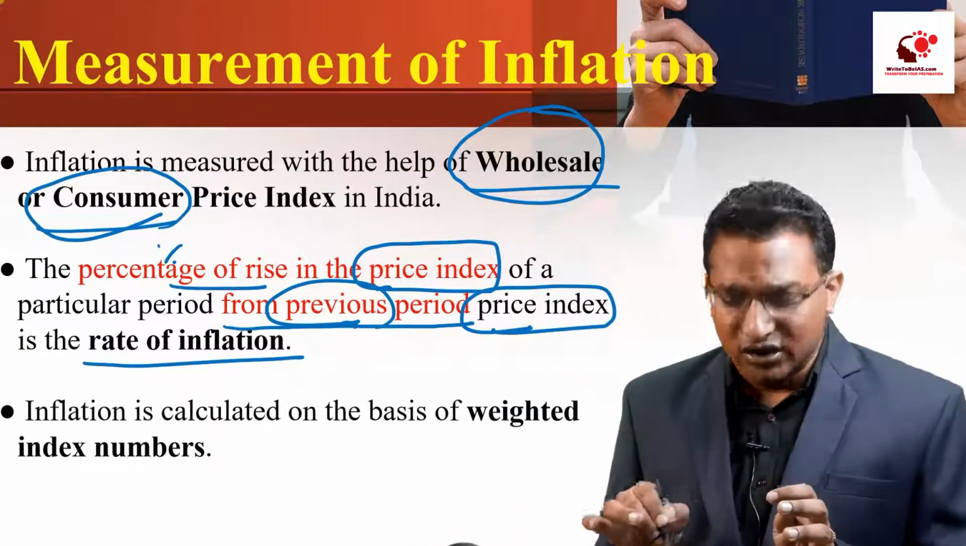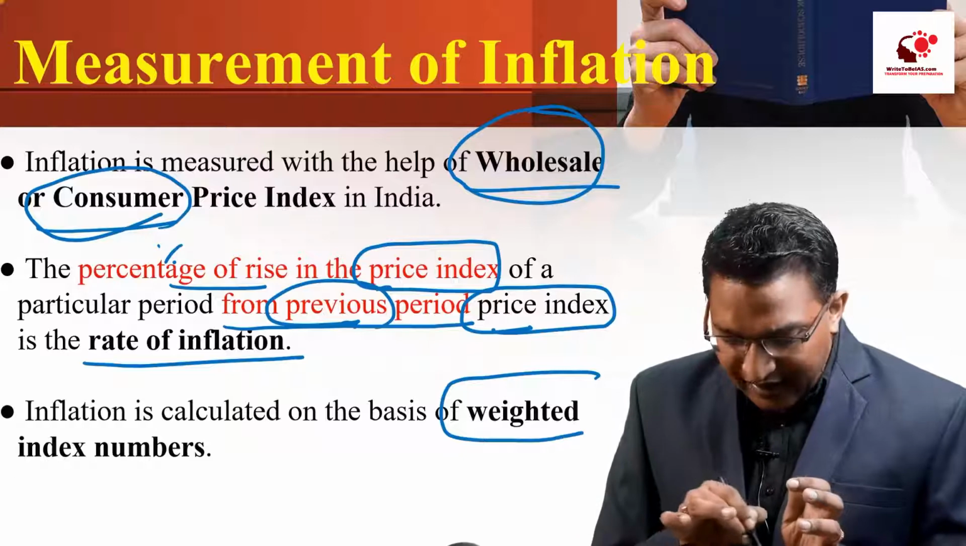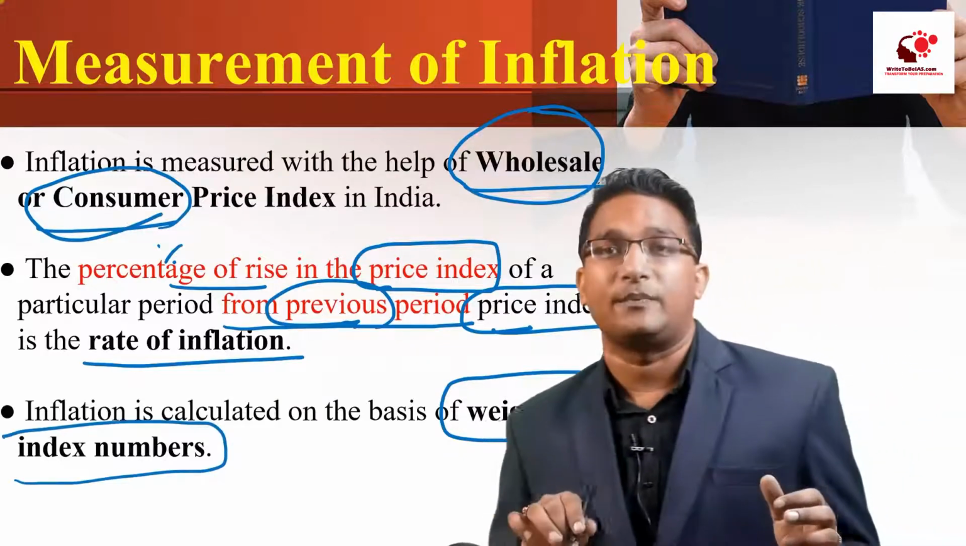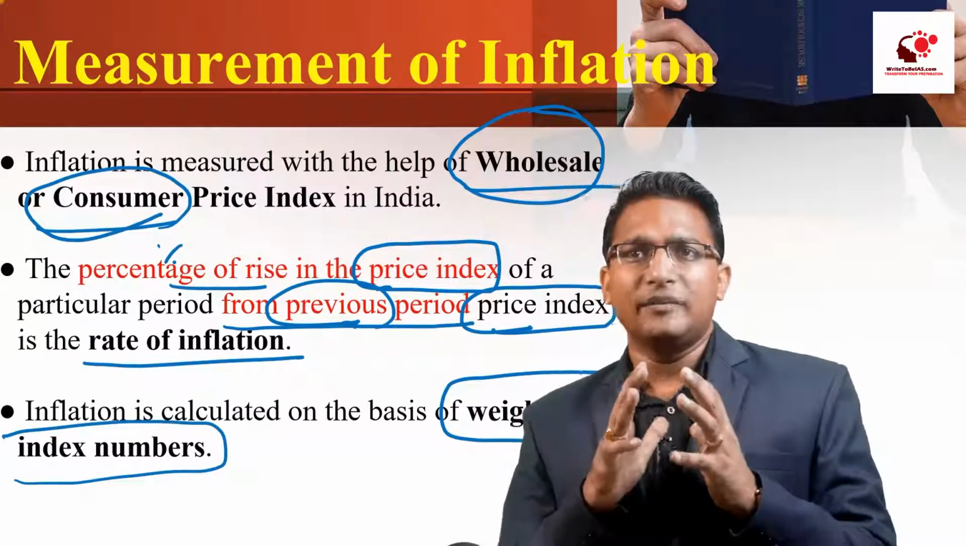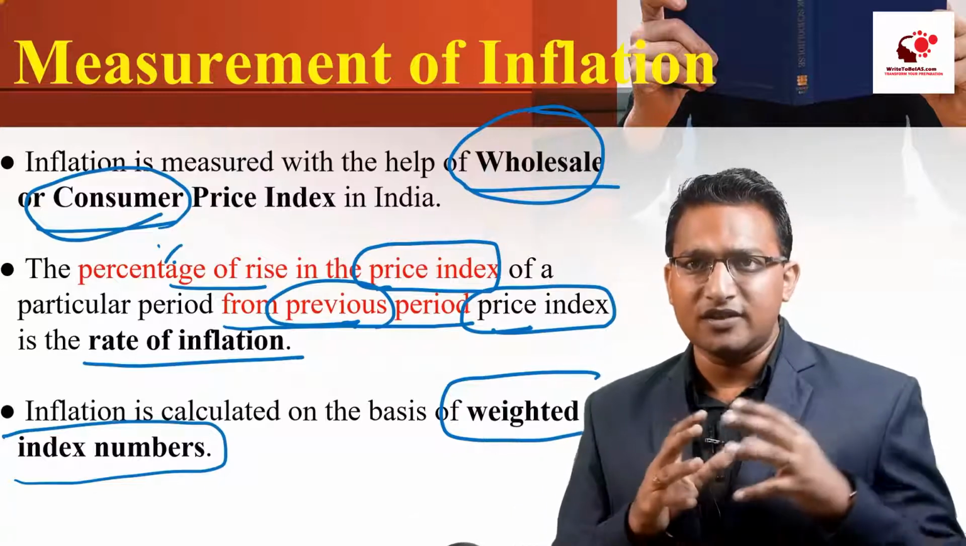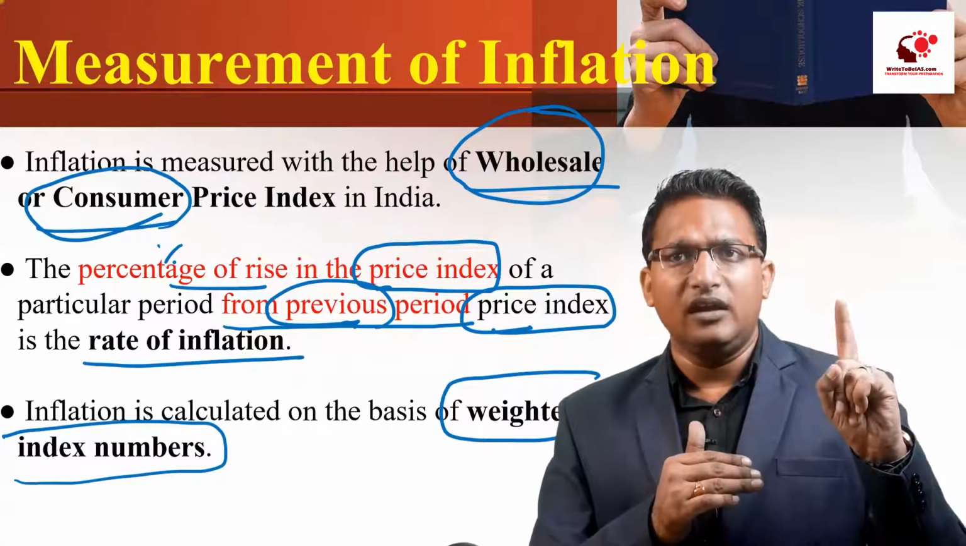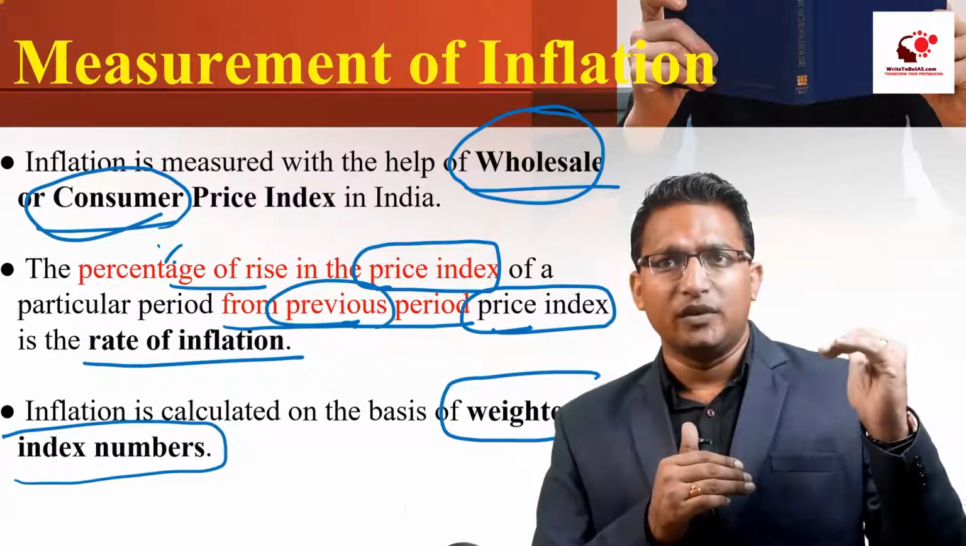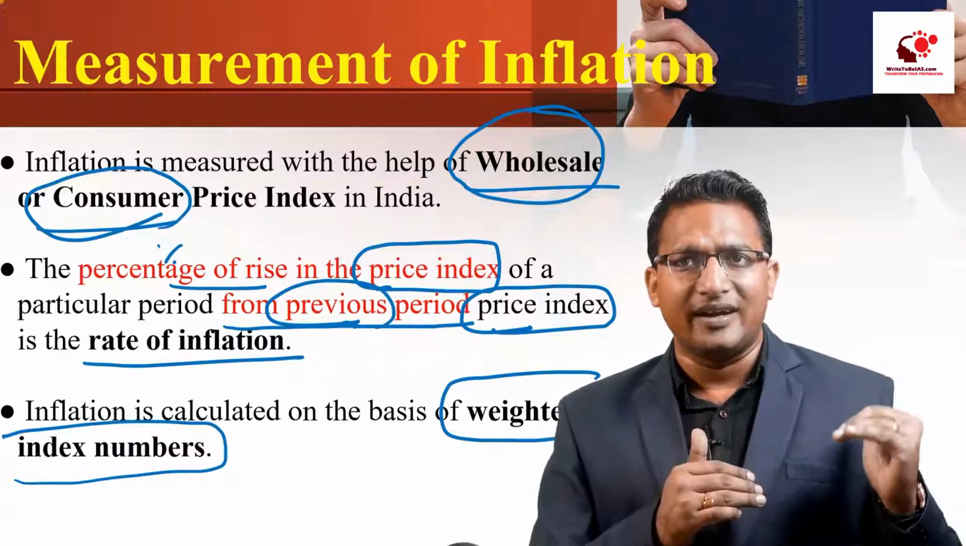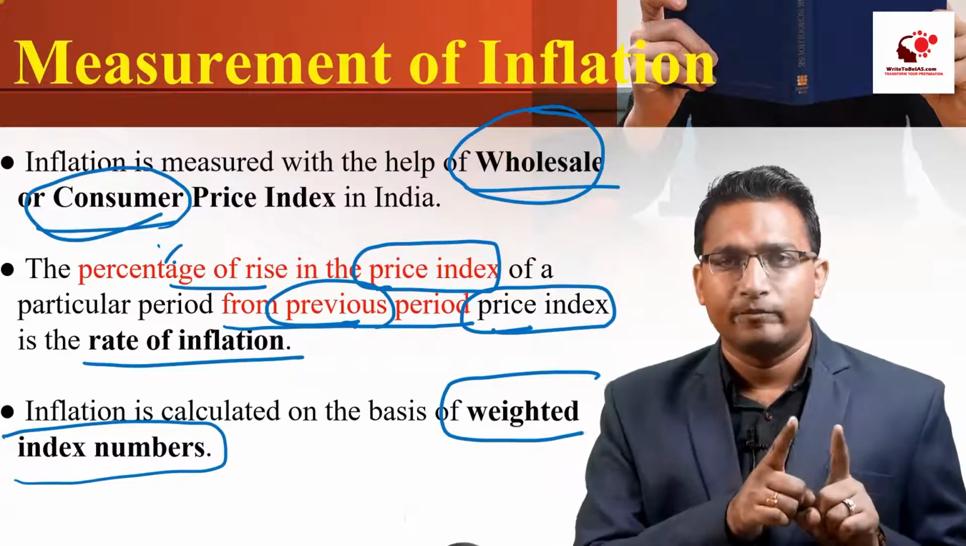Inflation is calculated on the basis of weighted index numbers. Now this is a new concept. So what is the meaning of weighted index number? So friends, we have seen that in case of a cup of tea, the prices were 5 rupees, 6 rupees, 6.5, 7, 8 and 9. So that is for a single commodity.